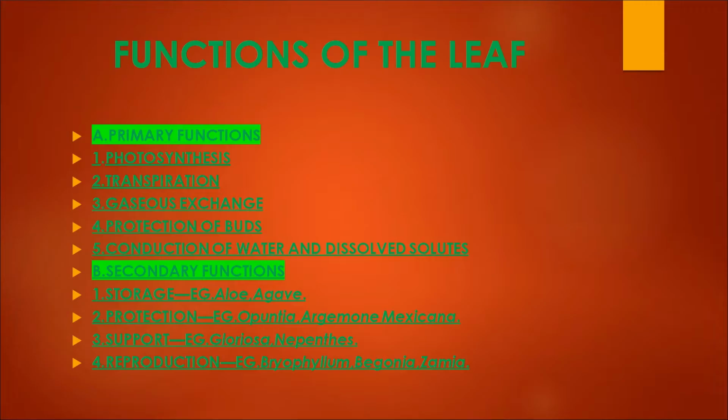The secondary functions are storage. It stores food in aloe vera and agave. It gives protection, for example, opuntia, where the leaves are modified into thorns. It gives support to the plant, for example, gloriosa and nepenthes. It is used for reproduction, for example, bryophyllum, begonia and zamia.